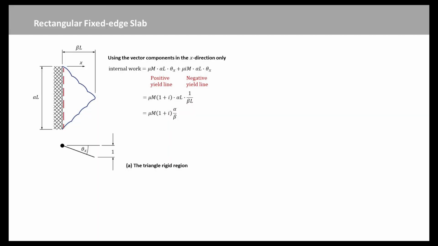Consider the yield lines shown in this figure. Using the vector components in the x direction only, we have the internal work of this part. The same expression holds for the other end of the slab. All the other yield lines are parallel to the x direction and have no vector component in that direction. This means that the total internal work due to x direction components equals 2 times mu m, 1 at i times alpha over beta.